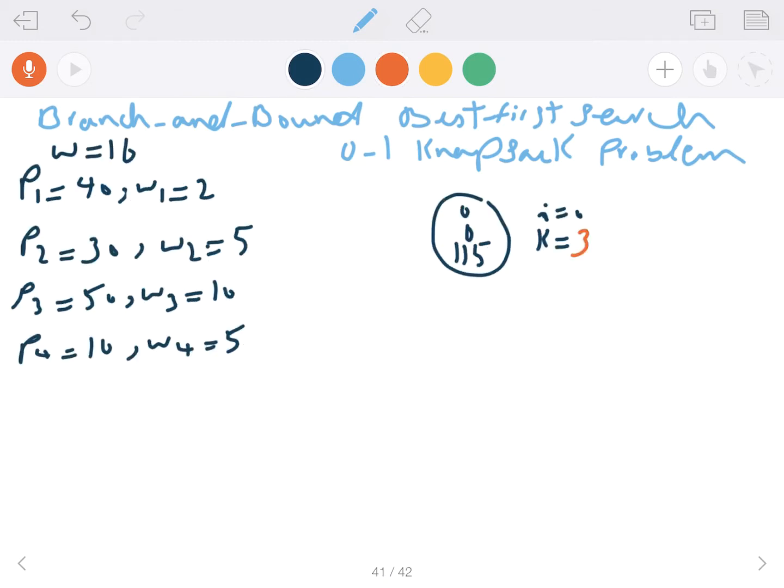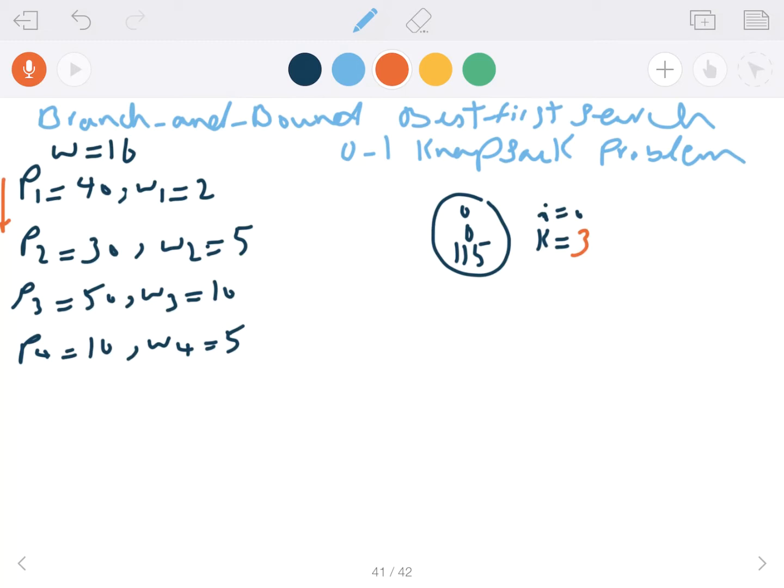Okay, now we have this example here again with 4 items, and the total weight that can be picked is 16. Also the items are sorted based on their ratio of the value to the weight. So here is the order.